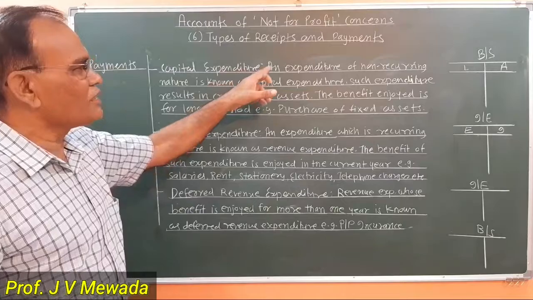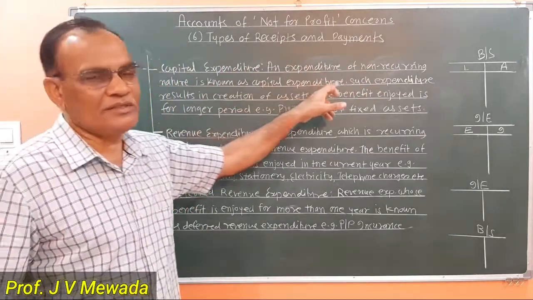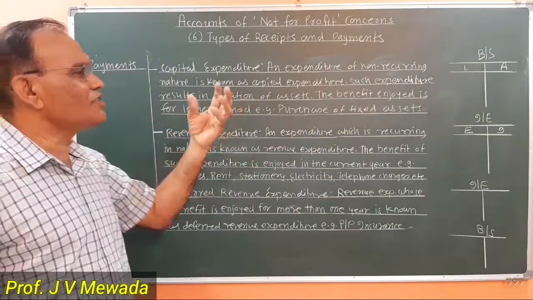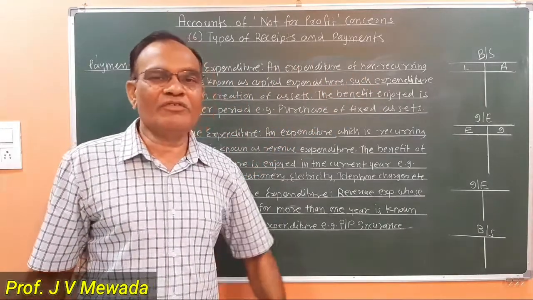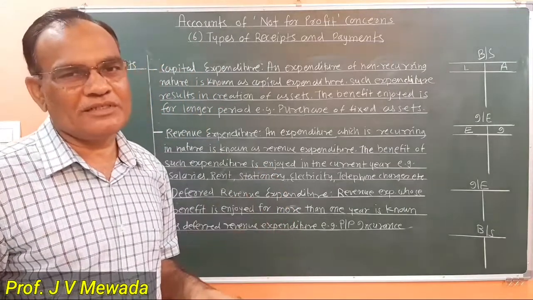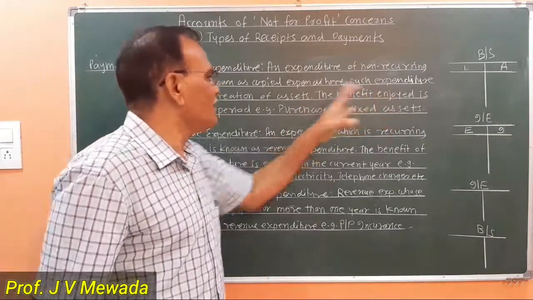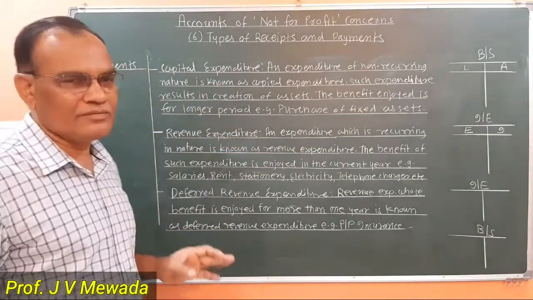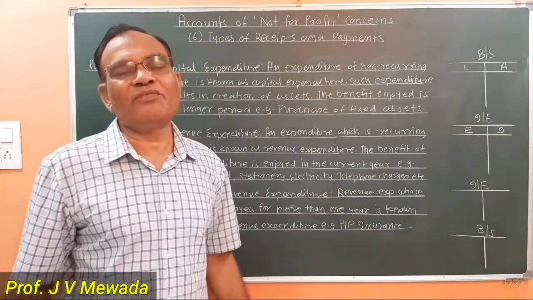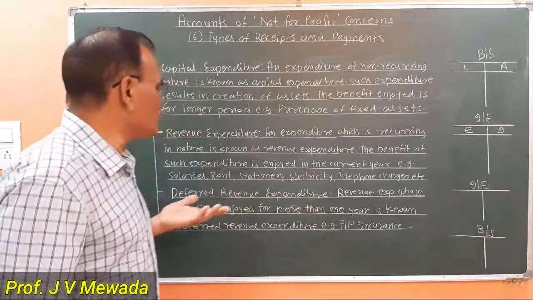Capital expenditure, an expenditure of non-recurring nature, is known as capital expenditure. Such expenditure results in creation of assets. Whenever we are buying any fixed assets, we say that it is a capital expenditure. It creates an asset. The benefit enjoyed is for a longer period. And the best example is purchase of fixed assets. Whenever we are buying the fixed assets, then it is a capital expenditure. What is the revenue expenditure?